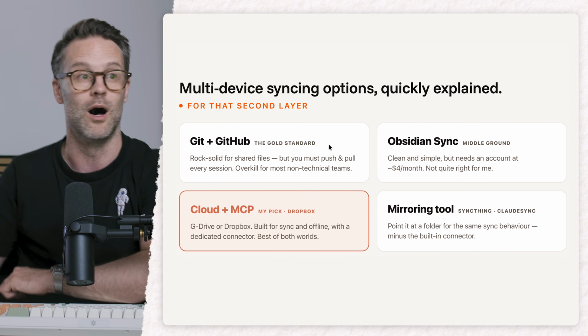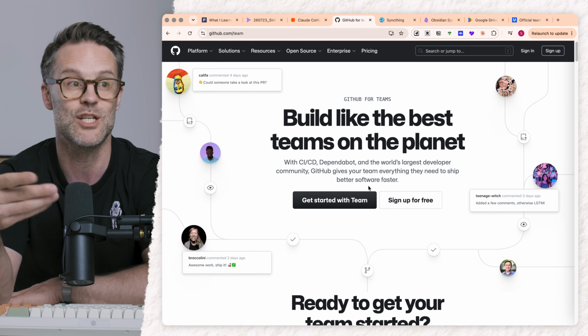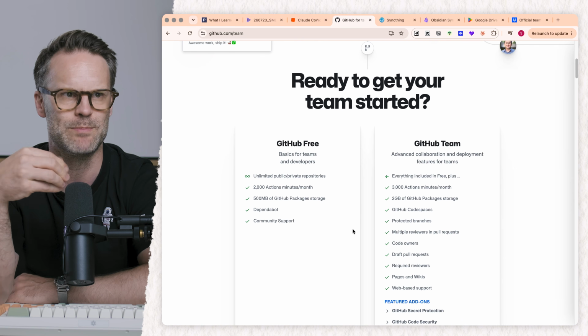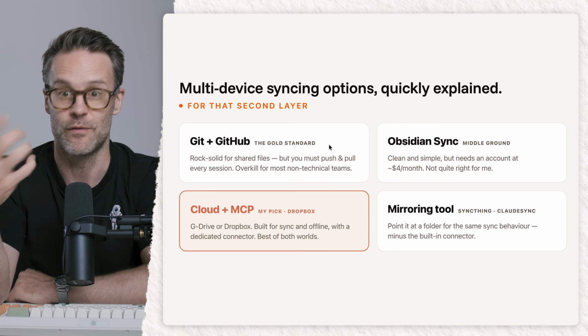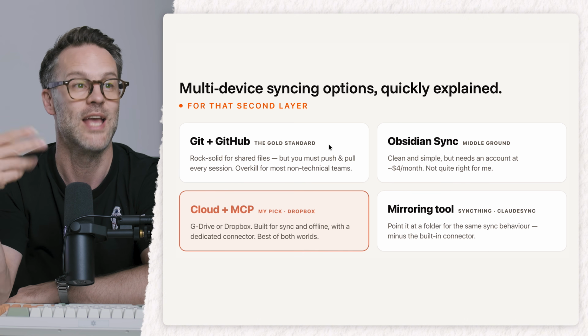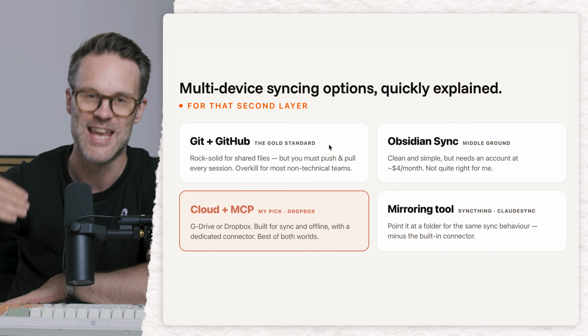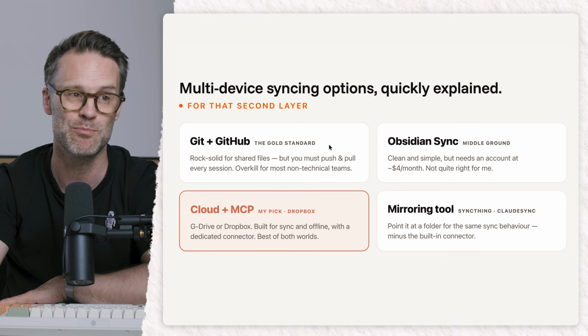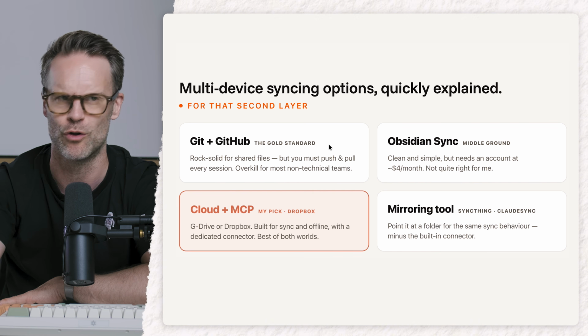So our options are GitHub. Git essentially is a rock solid solution for shared files. But basically what you would do is push and pull every session. So for example, at the start of a session, you would want to pull from GitHub and read the files. But at the end of a session, you would have to remember to say, push this to GitHub, unless you have some form of automation. But I think this is probably overkill, particularly for non-technical teams.